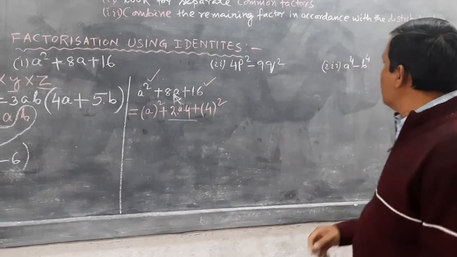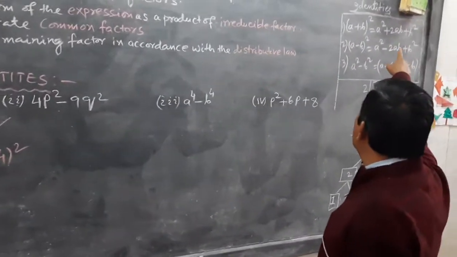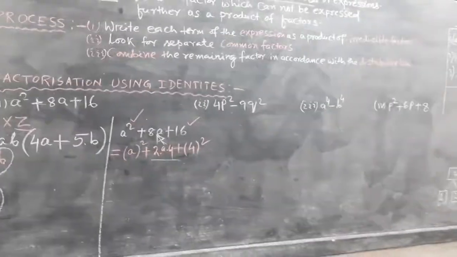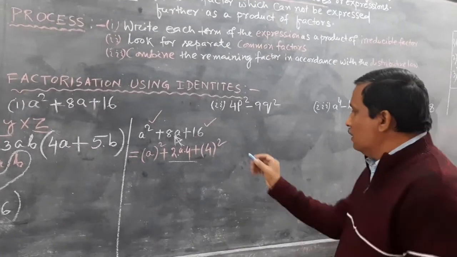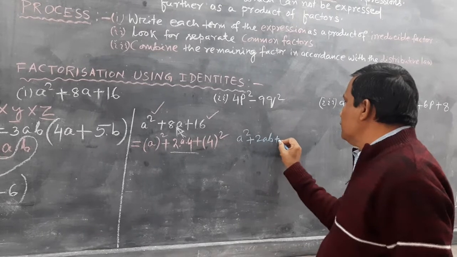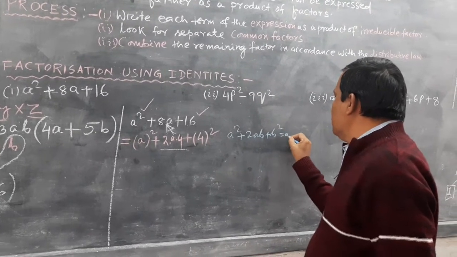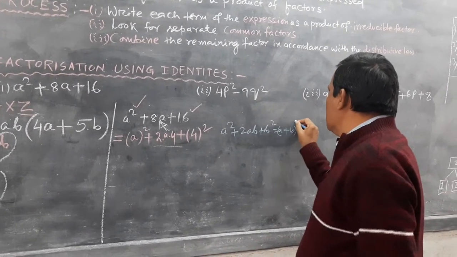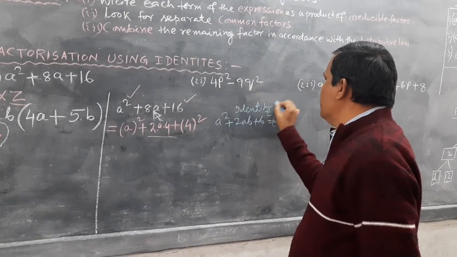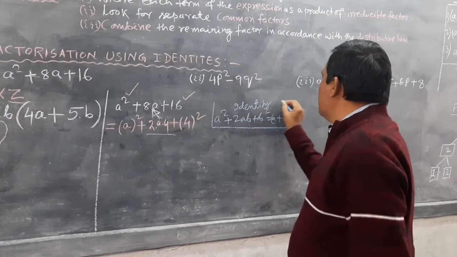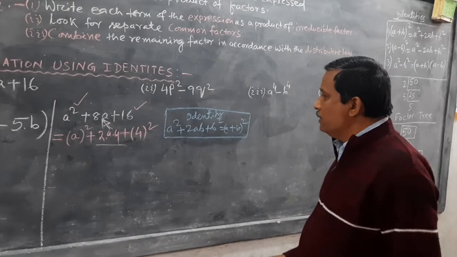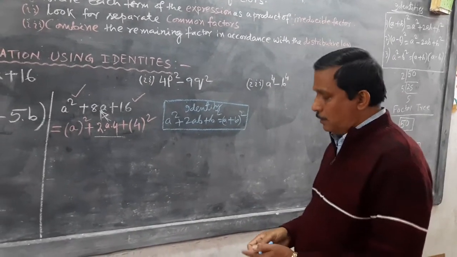Okay. So now you see the identity used here. Just write the identity here: a square plus 2ab plus b square is equal to a plus b whole square. Always write the identity and make a rectangular box so that the examiner can identify which identity is used here.